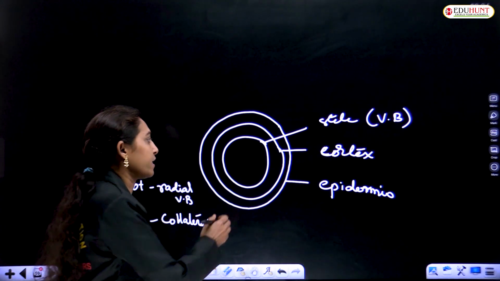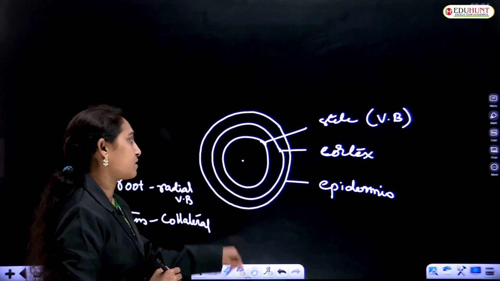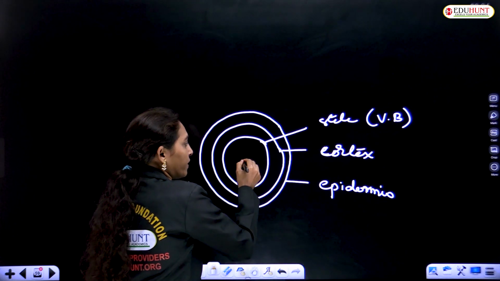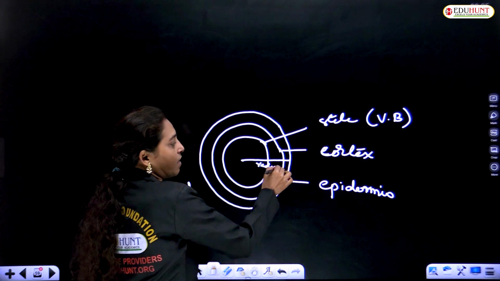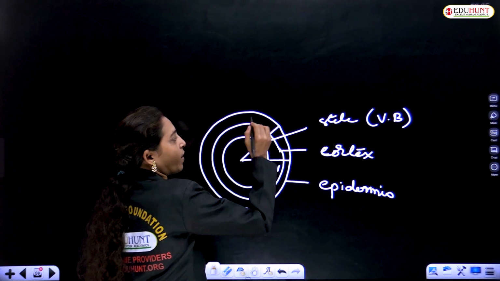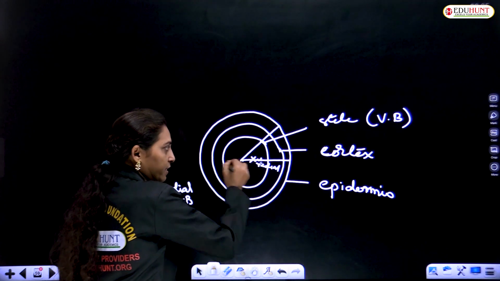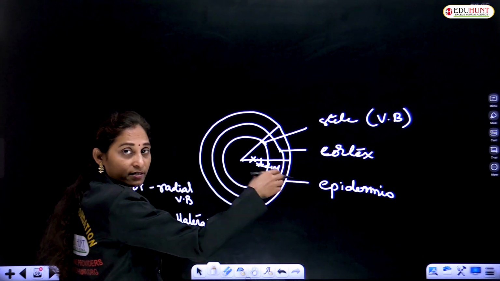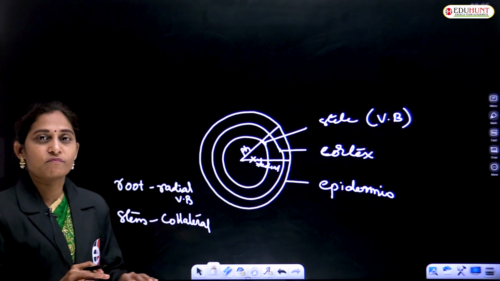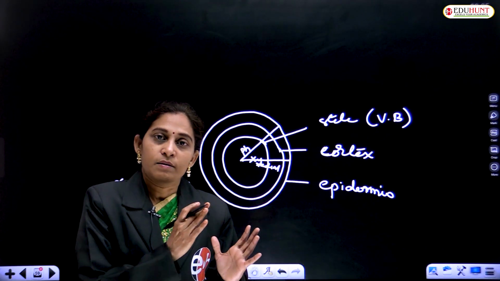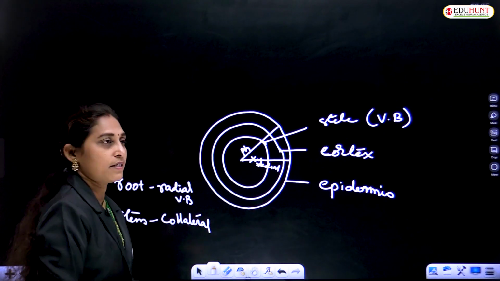You know what a radius is? This is the center point of the circle. If this is the center point, the line that joins it to the periphery is the radius. It is one radius and it is another one. So in root, xylem is present in one radius, in one line, and phloem in another line. They are present on different radii, that is, xylem alternates with phloem. This condition is seen in root.